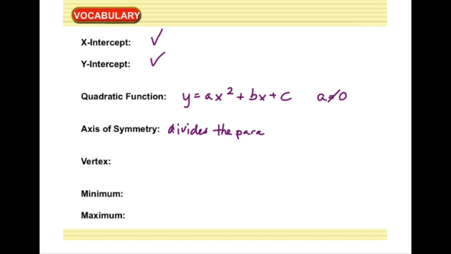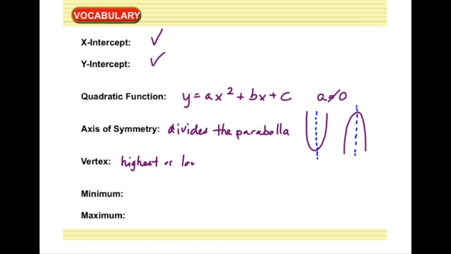The axis of symmetry divides our parabola. So again, a quadratic function is not linear. It's what's called a parabola. And the parabola looks like a U or an N. And the axis of symmetry divides the parabola evenly in half vertically, right? It reflects that parabola from either side. The vertex is either the highest or lowest point on the parabola. So in my quick drawings, my vertex could be the lowest point of the parabola or the highest point of the parabola, but depending on which direction it's facing.